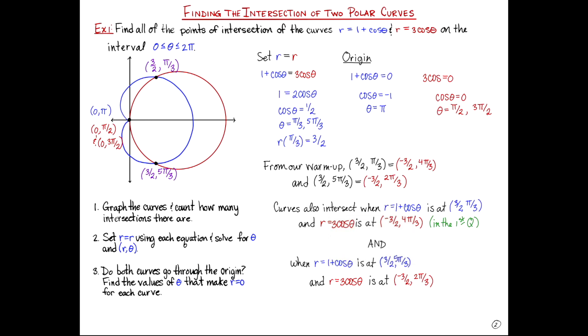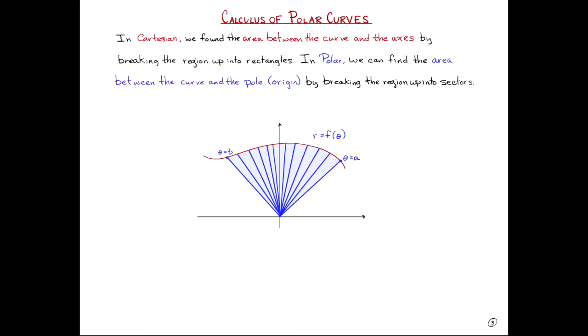Knowing how to find the intersection between two curves is essential to finding the area between the two curves. We know in calculus, when we're in Cartesian coordinates, we can find the area between the curve and the axes by breaking the region up into rectangles. In polar, we don't have rectangles, so we can find this area by breaking the region up into sectors. Sounds easy enough, but we might want to review how we find the areas of sectors before we dive into integrating.